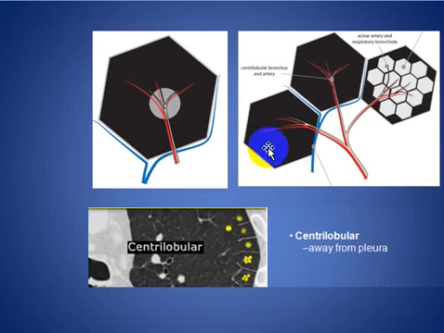As we know, this is the normal secondary pulmonary lobule. It has the central arteriole and central terminal bronchiole, and these are the septi. Here we see the normal septi, and there is a centrilobular nodule. It is away from the pleural surface and can be associated with a tree-in-bud appearance, as we will discuss later.